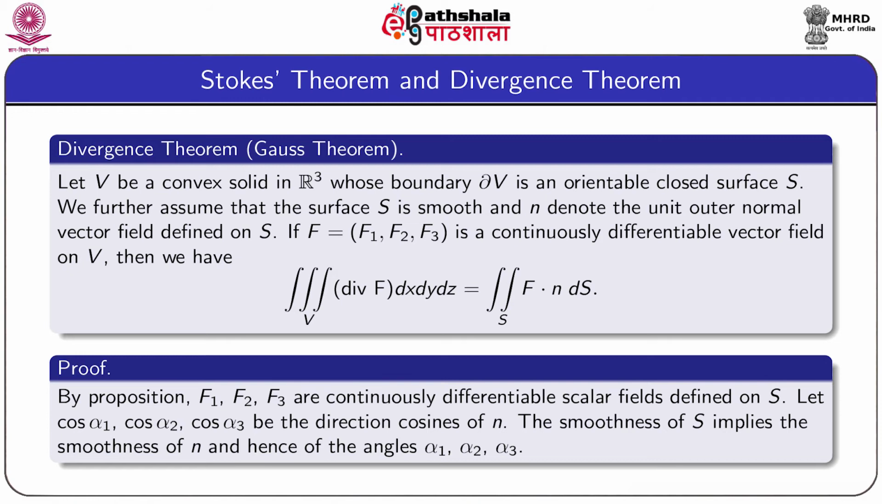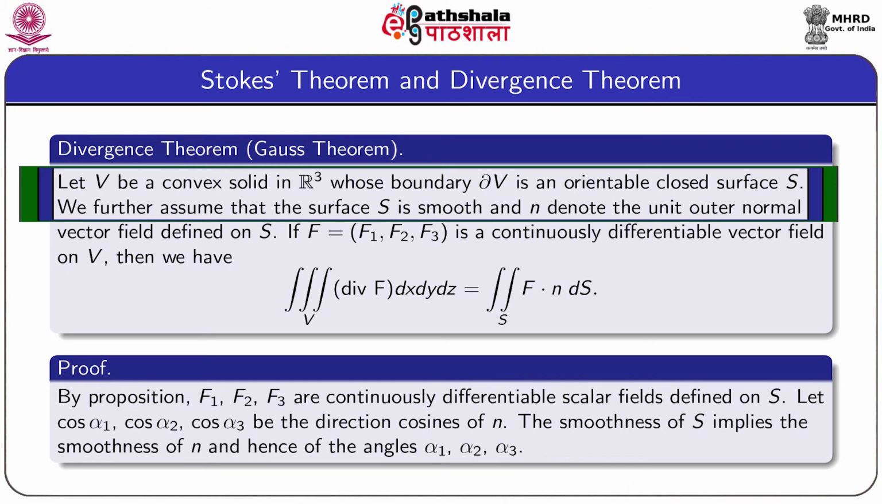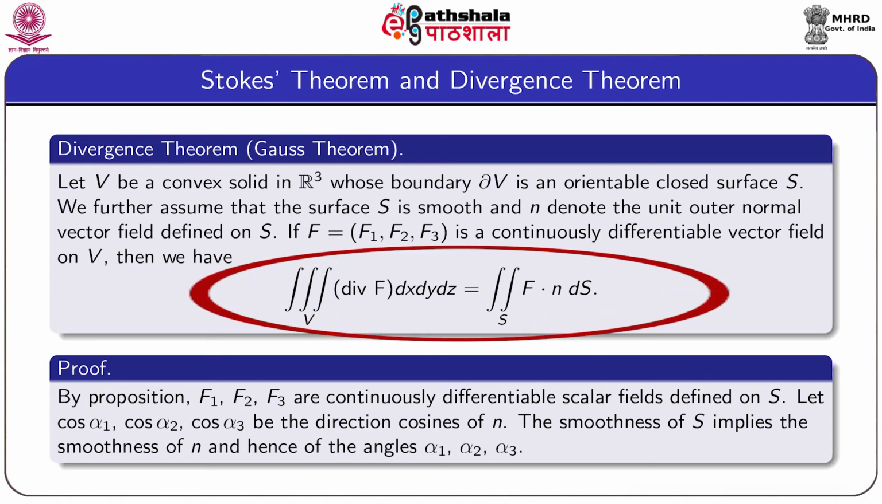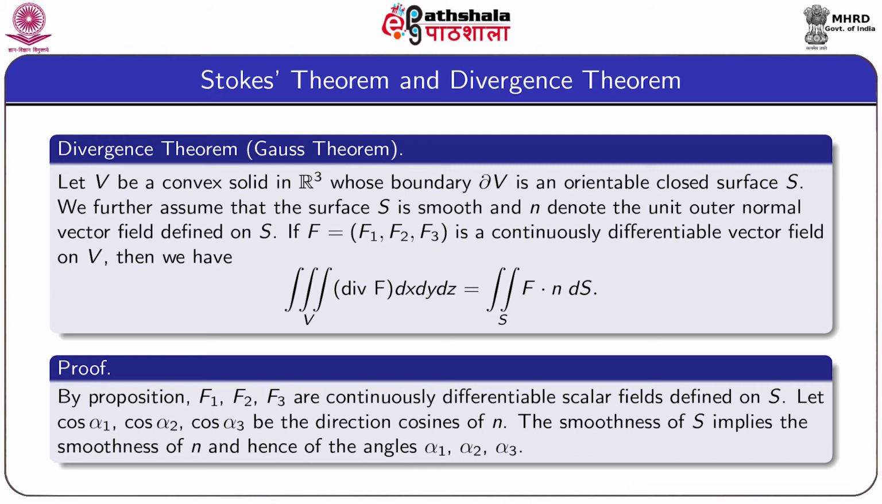This is the divergence theorem, which is also known as Gauss theorem. Let V be a convex solid in R3 whose boundary ∂V is an orientable closed surface S. We further assume that the surface S is smooth and n denotes the unit outer normal vector field defined on S. If f equals (f1, f2, f3) is a continuously differentiable vector field on V, then we have the volume integral over V of divergence f dx dy dz equal to the surface integral over S of f dot n dS.